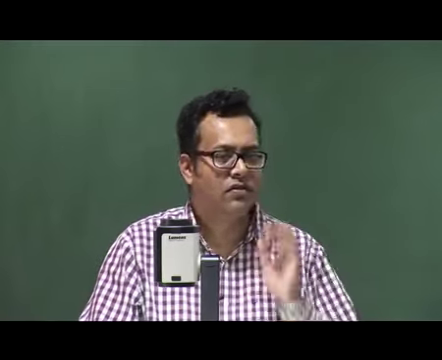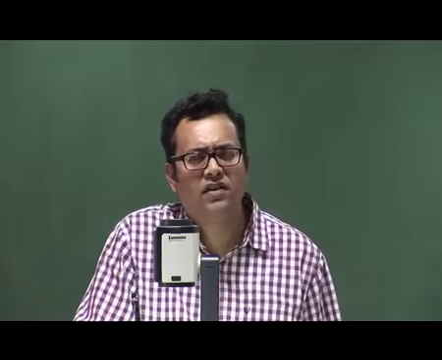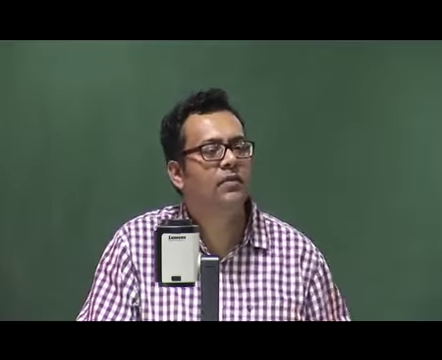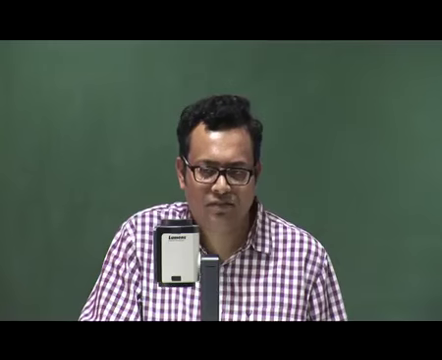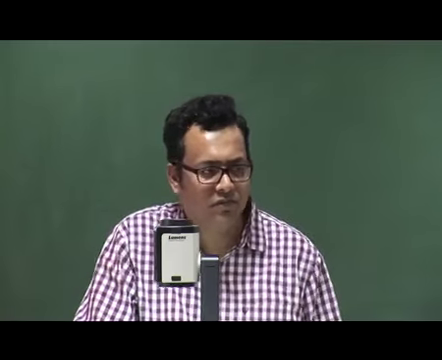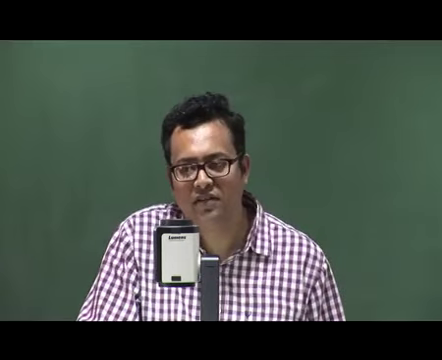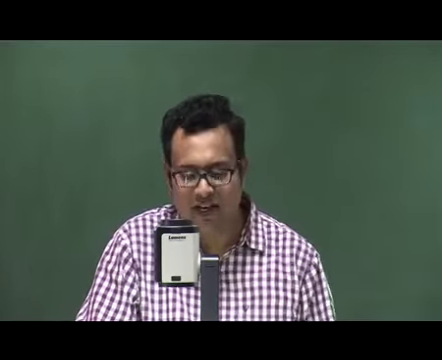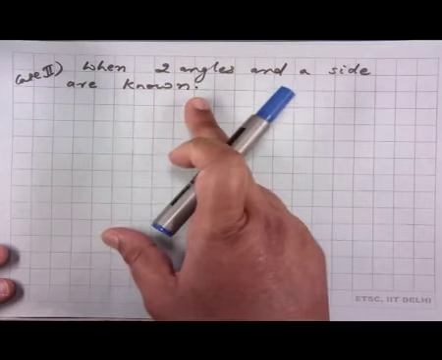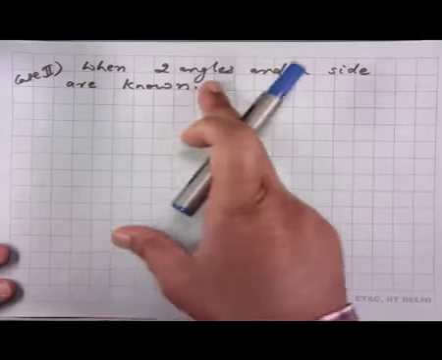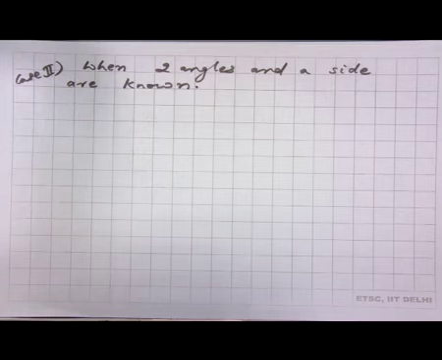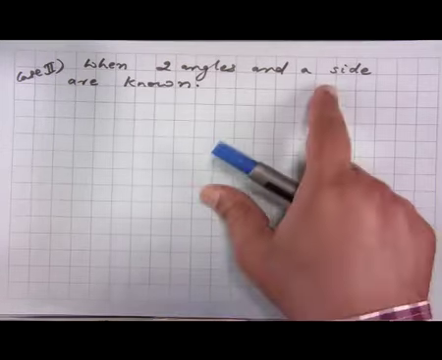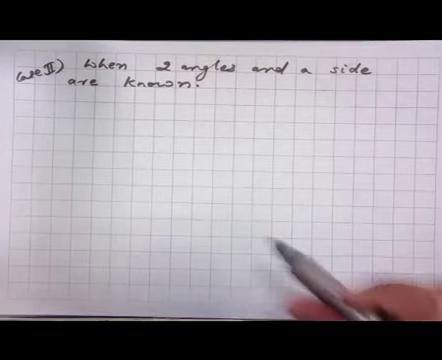So, this process where we find out the remaining 3 elements, which are initially unknown, from the knowledge of the given 3 elements, is known as solution of a triangle, which was the title of this lecture. Another case is when, let us say, 2 angles are given and one of the sides is known. So, it is a case like this.